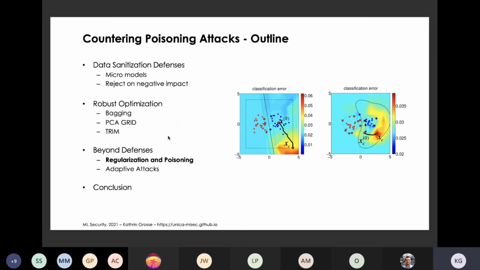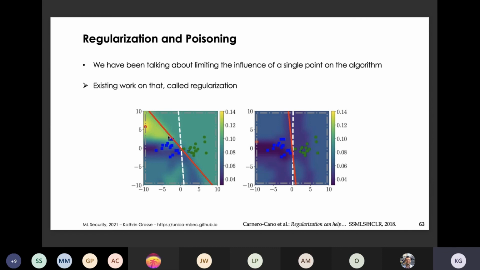Okay, I think it's easiest to try to finish this. So let's talk about regularization and poisoning. Something that I have been mentioning earlier is that there are already solutions for some of these problems. And if you think about limiting the impact of a single point or of a couple of outliers on the whole classifier, then something that might come to your mind when you have studied machine learning for a longer time is to use regularization, because regularization sort of constrains your classifier and it prevents you from giving too much weight to a single point, for example, or a single feature for that matter.